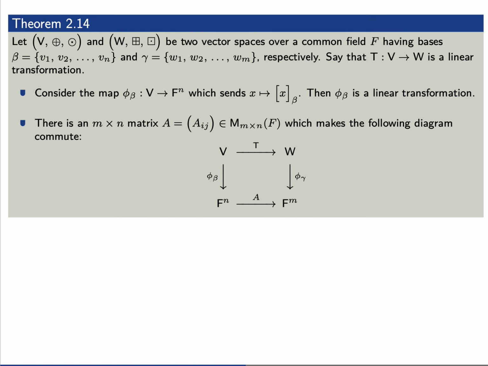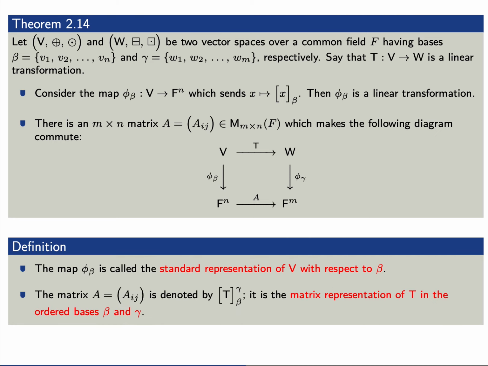More generally, let's say that V and W are two vector spaces, and we have bases beta for V and gamma for W. Then the map that takes x to its coordinate vector is a linear transformation. And in fact, even better, when T is a linear transformation from V to W, then there is a matrix A that makes the diagram you see here on your screen commute. This phi sub beta is called the standard representation of the vector space V with respect to beta, and this matrix A is called the matrix representation of T in the ordered bases beta and gamma.